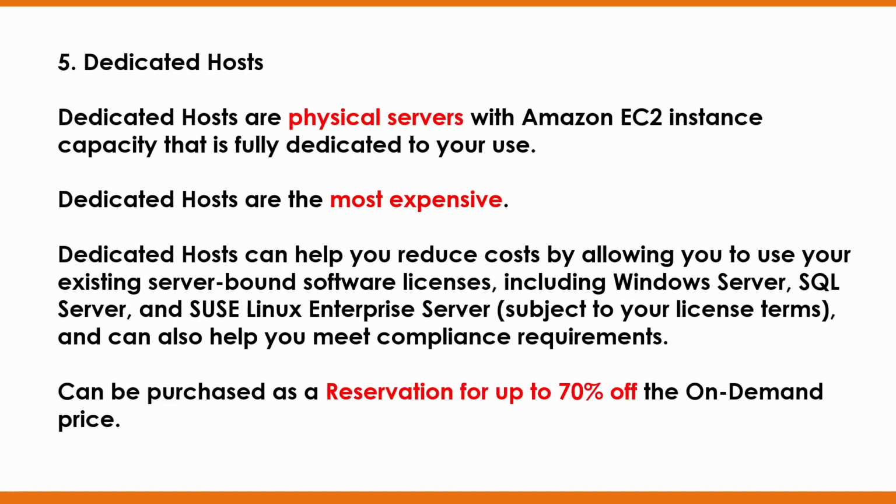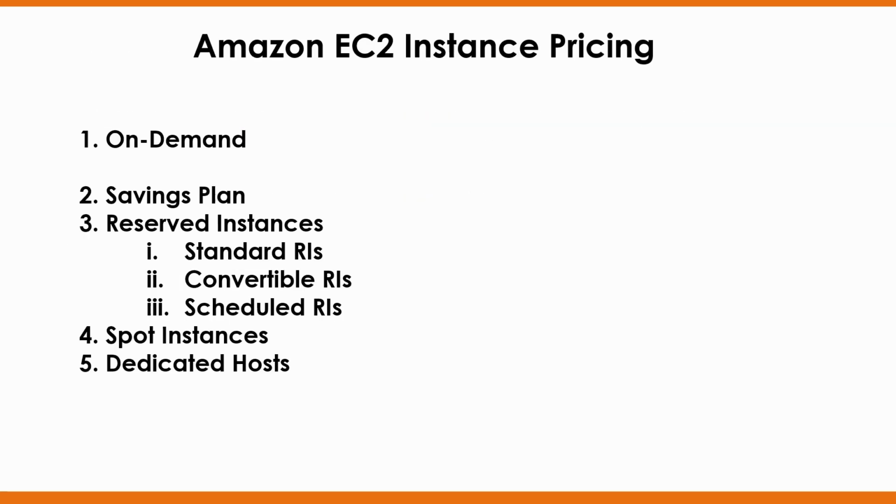Let's see the last type, that is dedicated host. Dedicated hosts are physical servers with Amazon EC2 instance capacity that is fully dedicated to your use. Dedicated hosts are most expensive. So these help you reduce cost by allowing you to use your existing server-bound software licenses, including your Windows Server, SQL Server, and SUSE Linux Enterprise Server, subject to your license terms, and can also help you to meet compliance requirements, and it can be purchased as a reservation for up to 70% off as compared to on-demand prices. So these are the EC2 instance pricing options we have.